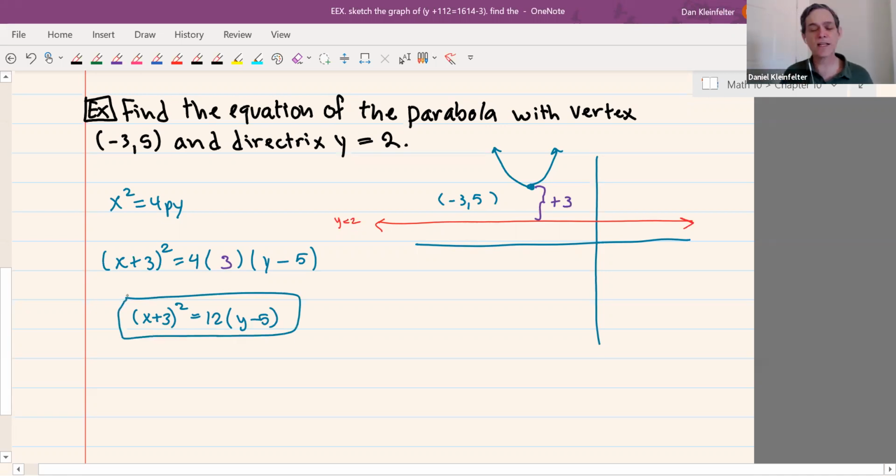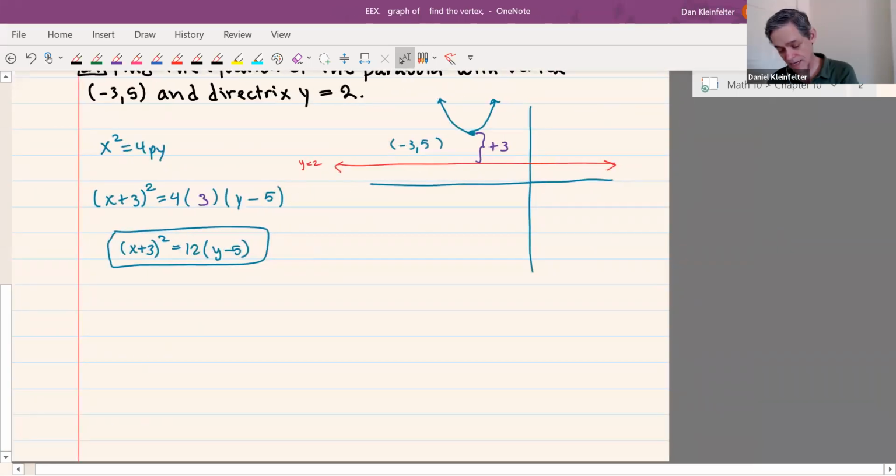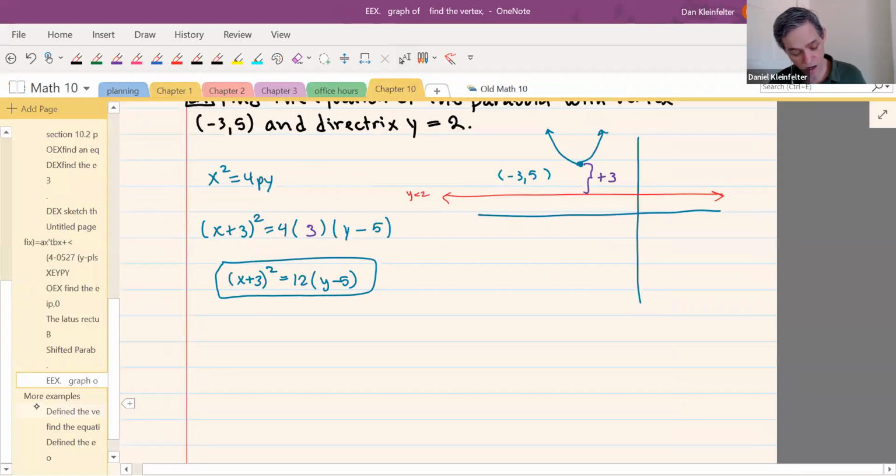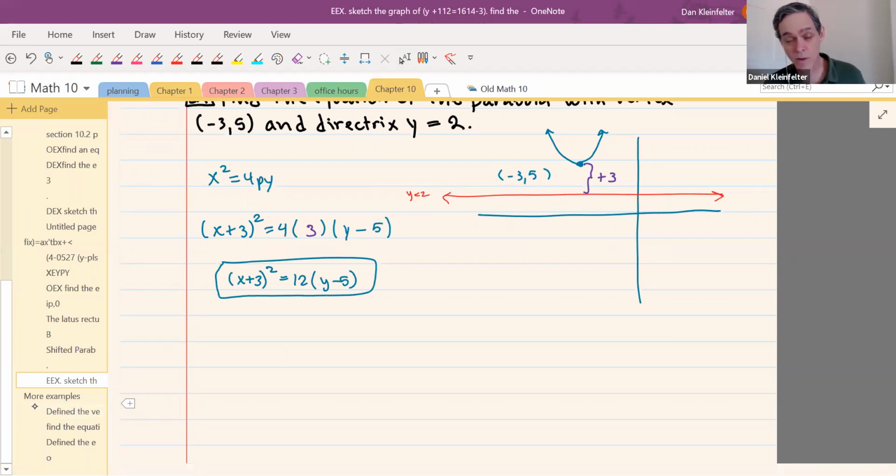So the sketch here definitely helped us produce the equation. What's coming next is we have some more examples. That basically does it for most of our parabola work, but we do have some more examples of parabolas as well as some other conic sections. So that's coming next.